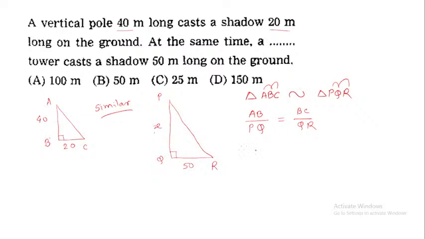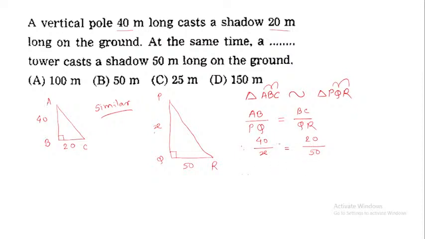So AB is given to be 40 divided by PQ, which we have supposed to be X, that is equal to BC, again given to be 20, divided by QR, given to be 50. So we get this equation. If we solve this, we'll get the answer.